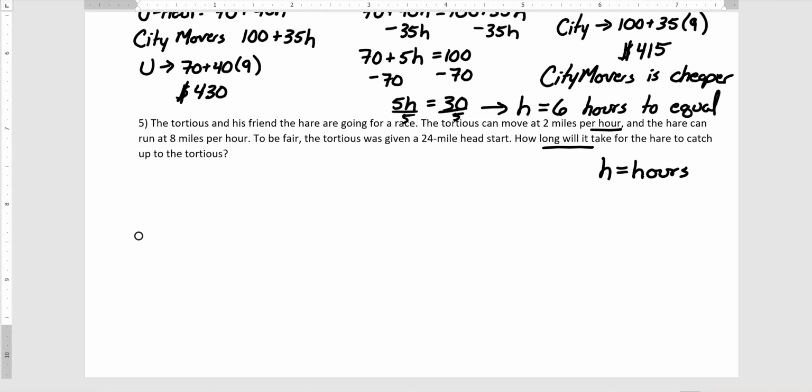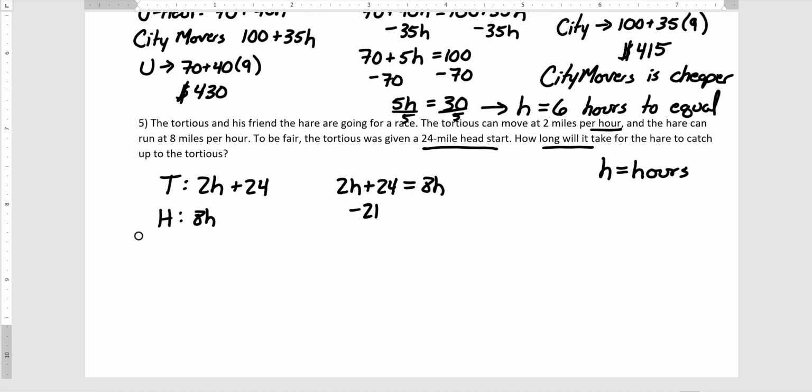Okay, so the tortoise and his friend are going for a race. The tortoise can move at 2 miles per hour, but he has a 24-mile head start. So let's go ahead and add 24 miles to his distance traveled here. Now, the hare can run at 8 miles per hour. Awesome. And we want to know how long it will take for the hare to catch up to the tortoise. All right, so let's set these equal to each other. So 2h plus 24 equals 8h.